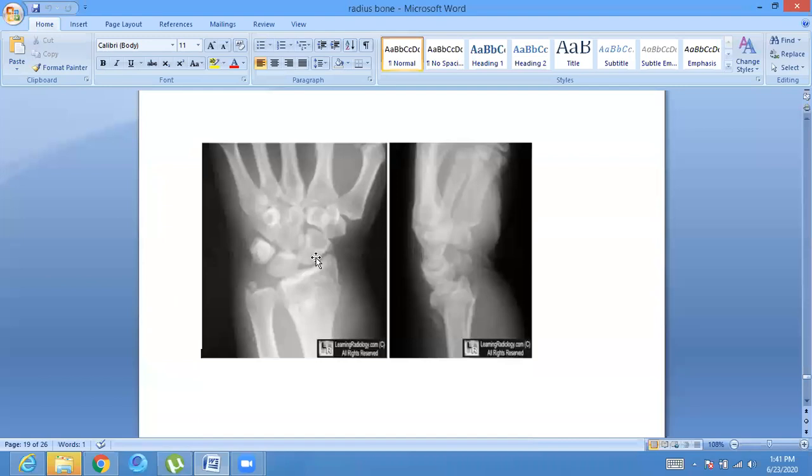There is a dislocation. The carpal bones are displaced. So there is a dislocation of the radiocarpal joint also. Okay, so this is the difference. These are the three different fractures: the Colles fracture, Smith's fracture, and the Barton's fracture.